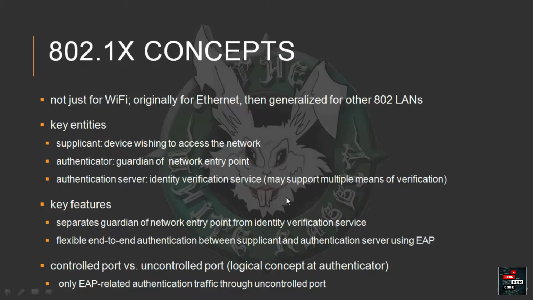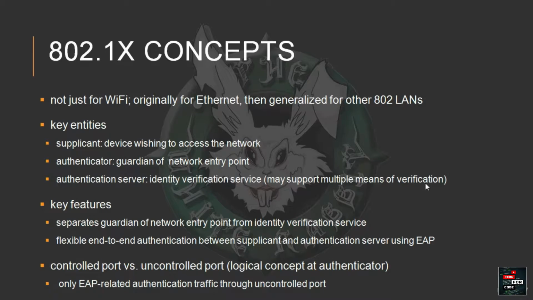The key entities in 802.1x are a supplicant, which is the device wishing to access the network, an authenticator, which is like a guardian of the network entry point, and then an authentication server, which is an identity verification service, which may support multiple means of verification. Now let's compare this with what we have seen before for WEP.